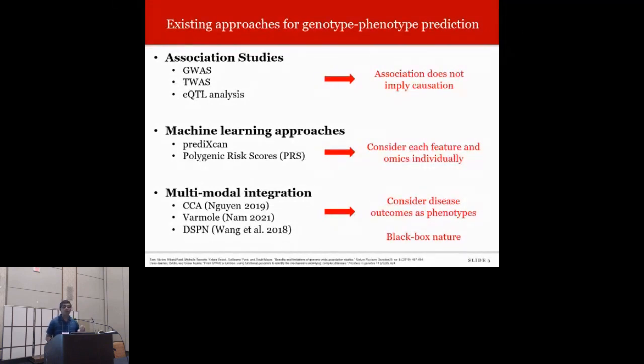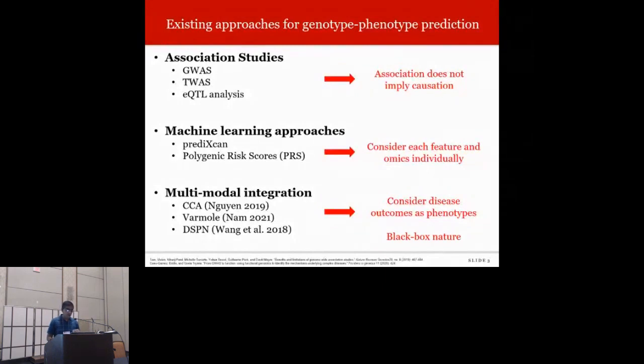The second one is machine learning approaches, like the popular polygenic score and PrediXcan, which first take genotype and try to impute gene expression, and from gene expression they try to predict the trait or phenotype. The problem with these approaches is that they treat each individual feature or each individual omics separately. They don't combine multi-omics or multi-features together.